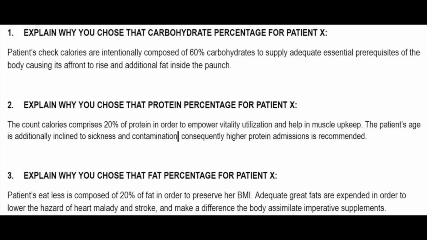Number 1, explain why you choose that carbohydrate percentage for a patient. So the patient's total calories are intentionally composed of 60% carbohydrates to supply adequate essential nutrients for the body, causing its weight to rise and additional fat inside the abdomen.